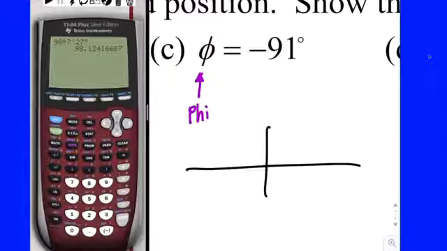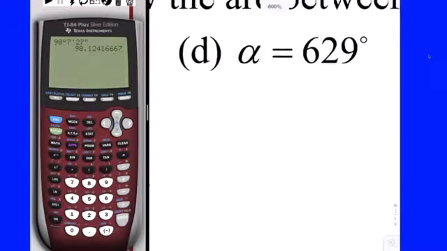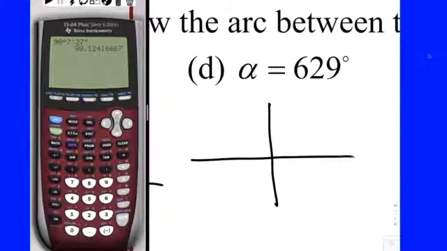Three. Yeah, it's negative, so we start on the positive x-axis, we rotate clockwise, there's negative 90, and we go one more degree, just a hair more. And then you label the arc phi. There you go. Terminates in quadrant 3. All right, go ahead and do this one, 629. I'll let you do that one on your own. Might have to do some subtraction off to the side.